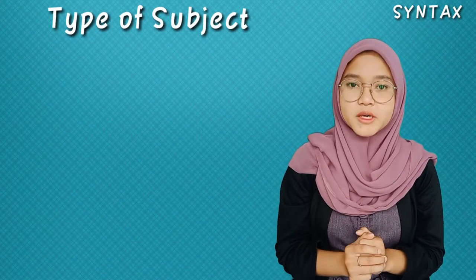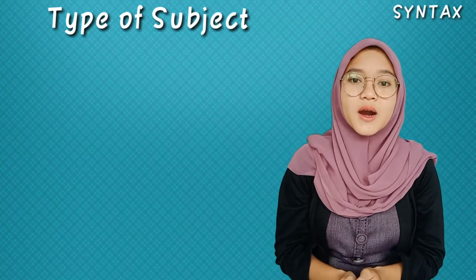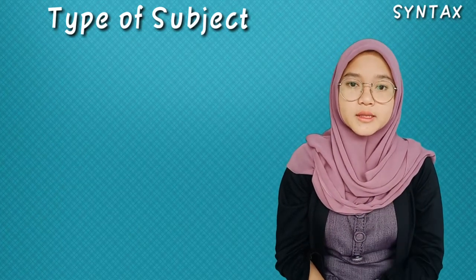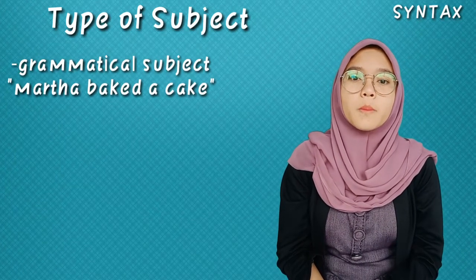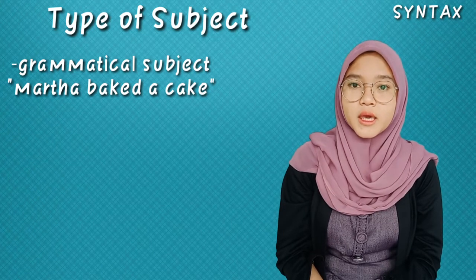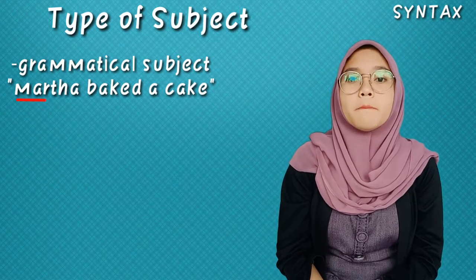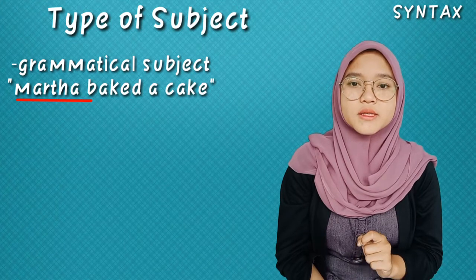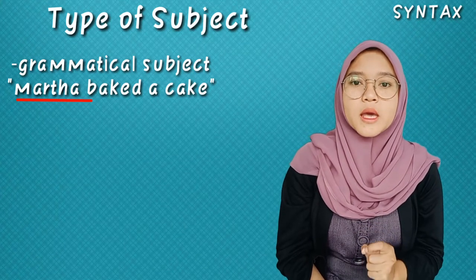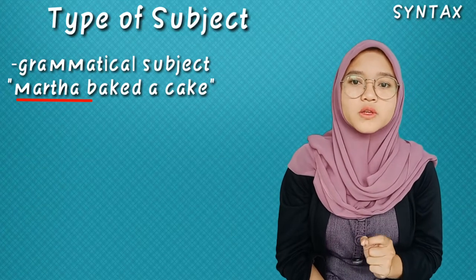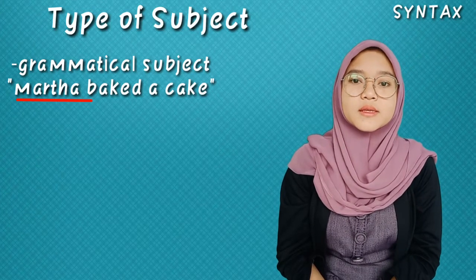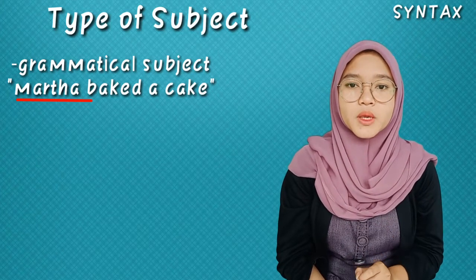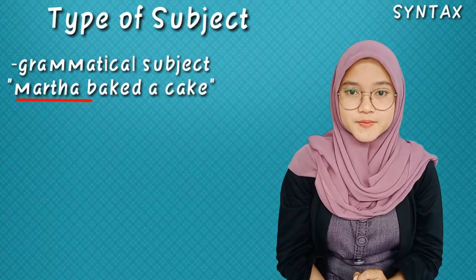The next topic is types of subject. Types of subject are divided into three parts. The first is the grammatical subject. For example, Martha baked a cake. Martha is the grammatical subject because it has all the characteristics already mentioned, and it is also the agent performing the action.